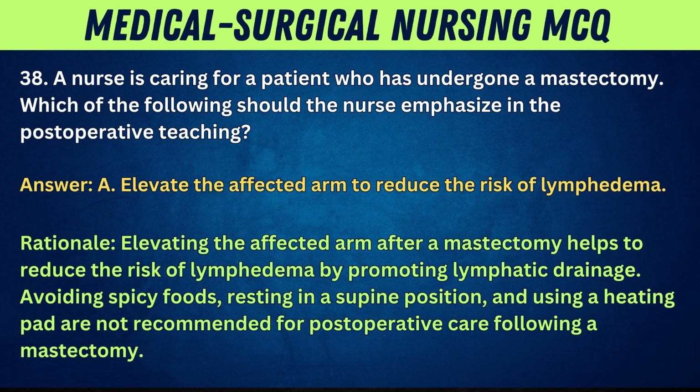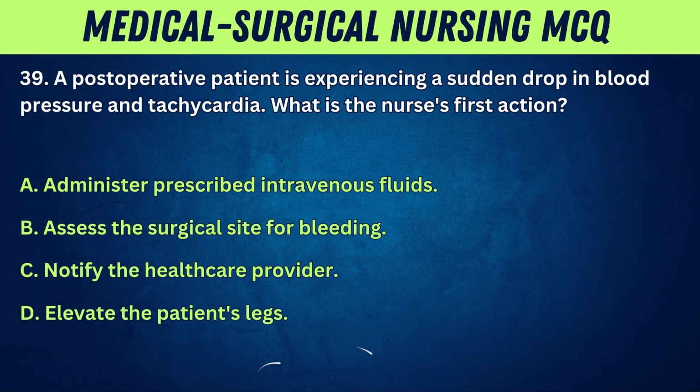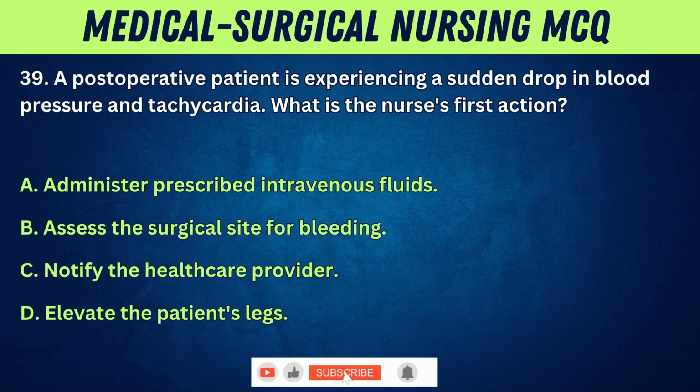Answer: A. Elevate the affected arm to reduce the risk of lymphedema. Rationale: elevating the affected arm after a mastectomy helps to reduce the risk of lymphedema by promoting lymphatic drainage. Avoiding spicy foods, resting in a supine position, and using a heating pad are not recommended for postoperative care following a mastectomy.